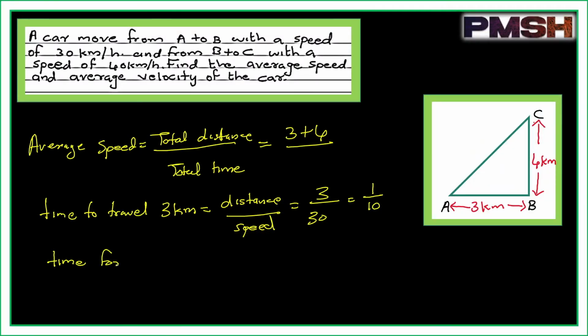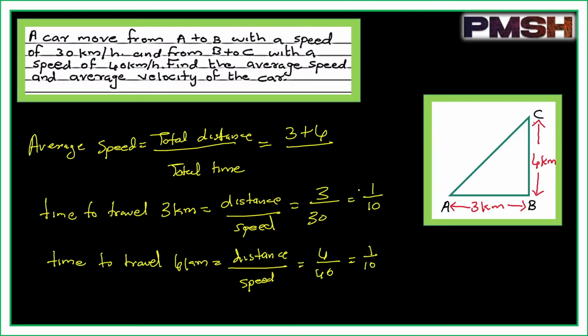Time to travel 4 kilometer. Again, the equation is distance by speed. So 4 by 40, again 1 by 10. Okay, so the total time is 1 by 10 plus 1 by 10. 3 plus 4 is 7. 1 by 10 plus 1 by 10 means 2 by 10.